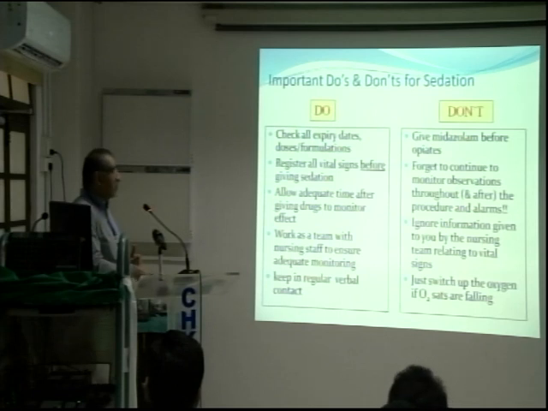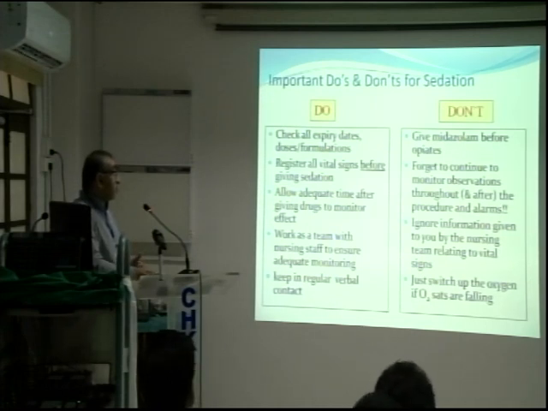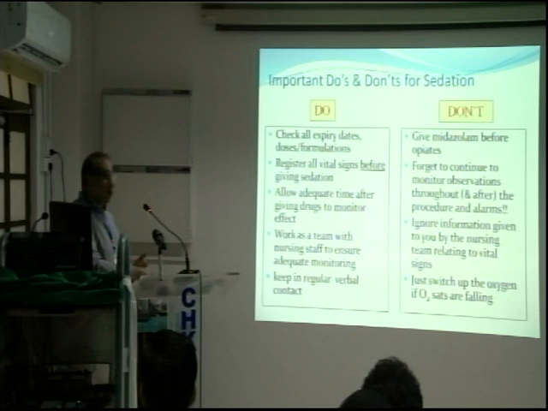And this again is a marking point on your DOPS procedure. Don't give midazolam before opiates. Don't forget to continue to monitor observation and respect the alarms. And do not ignore information given to you by the nursing staff.